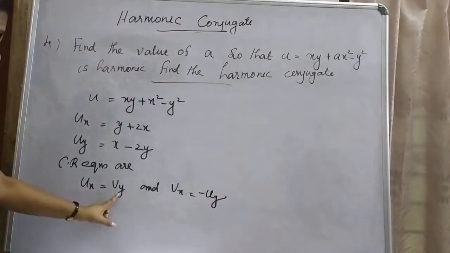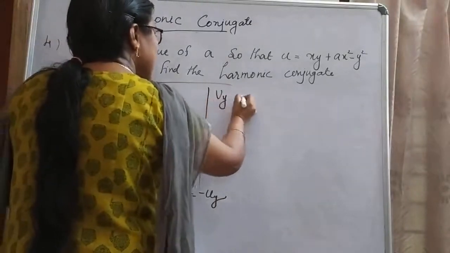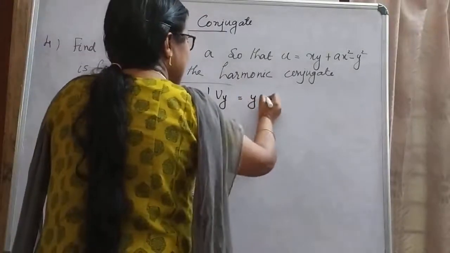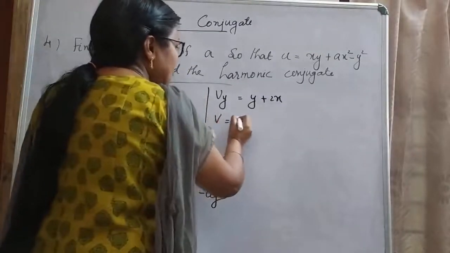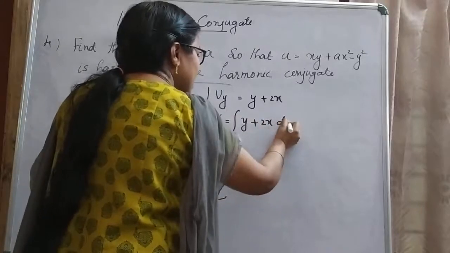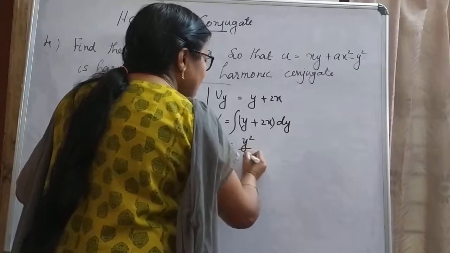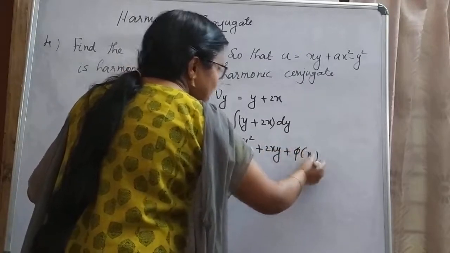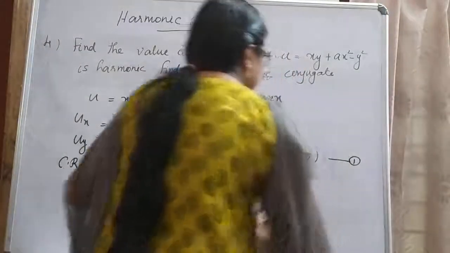Therefore, we have to write vy and vx. Vy is ux, which is equal to y plus 2x. From this, we have to find v by integrating this with respect to y, which is equal to y square by 2 plus 2xy plus a constant phi of x. Write as equation number 1.